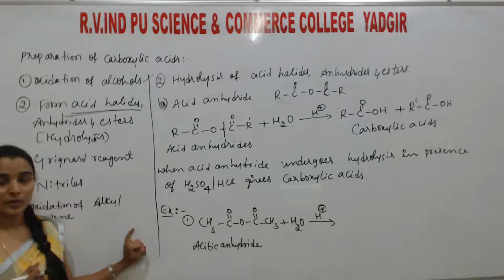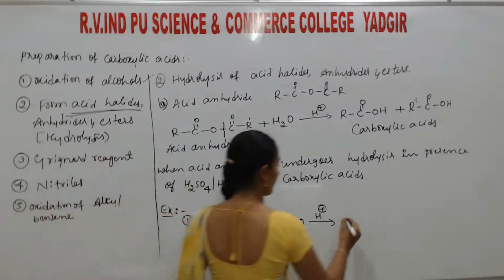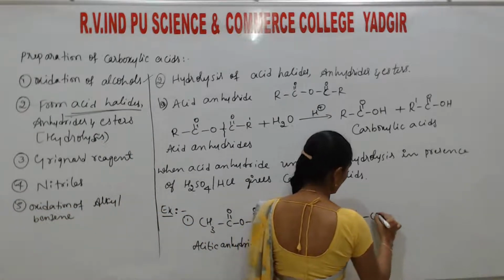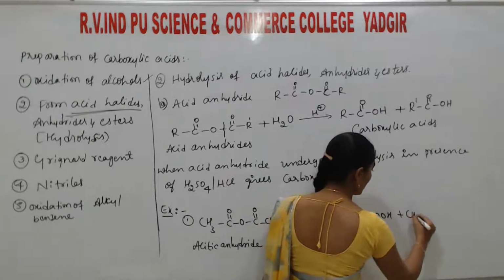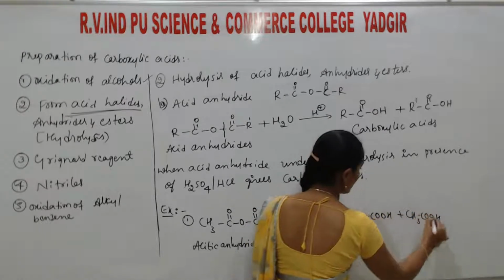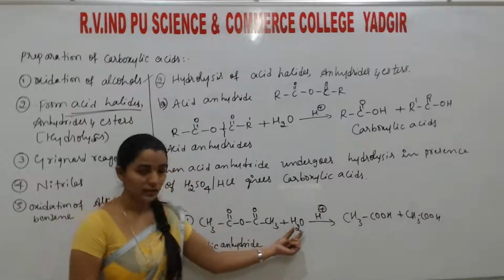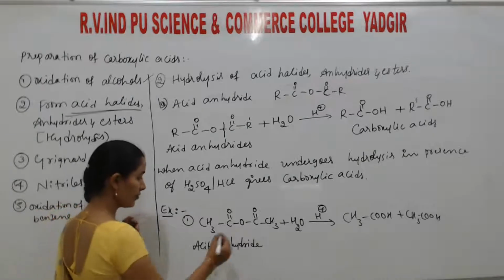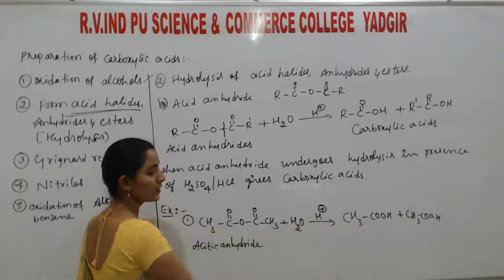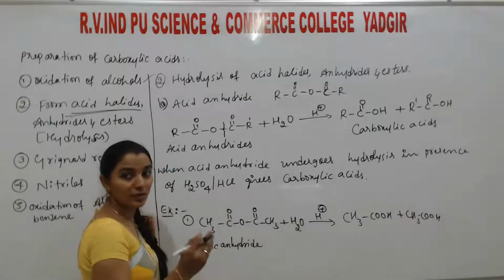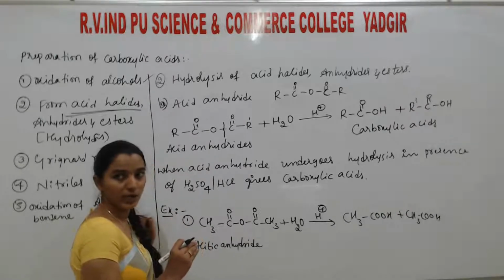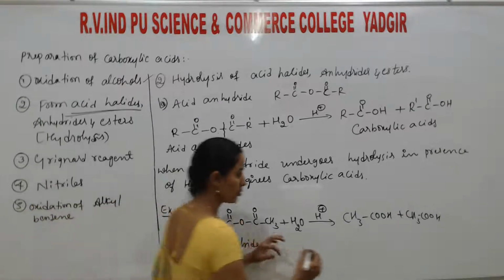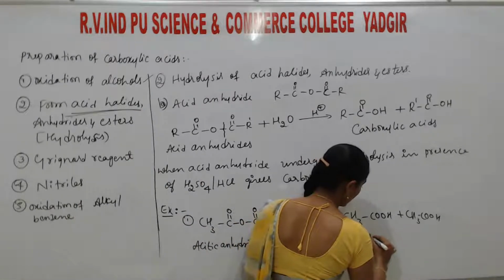What are the products formed here? One is CH3COOH, another is also CH3COOH, because here both the R groups are the same. Instead of this, if you take C2H5 here, one is CH3COOH, another one is C2H5COOH. Understood? So this is the reaction. This is ethanoic acid.